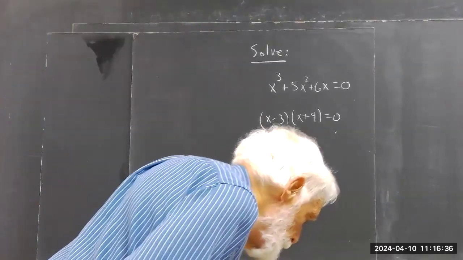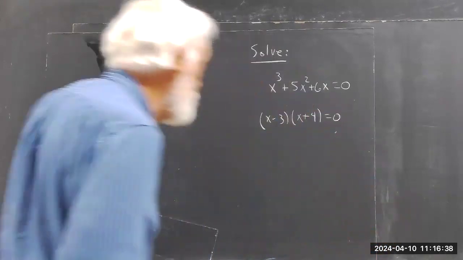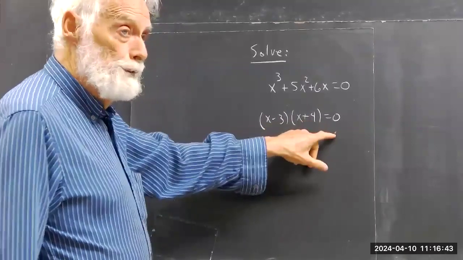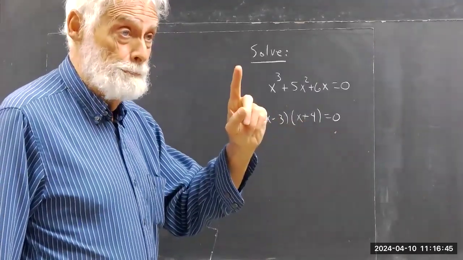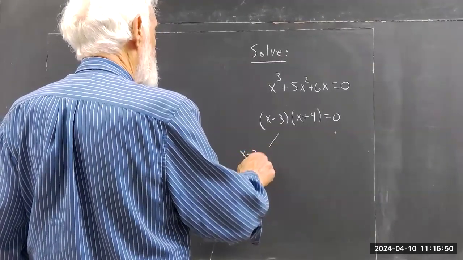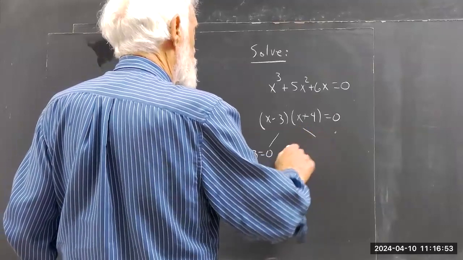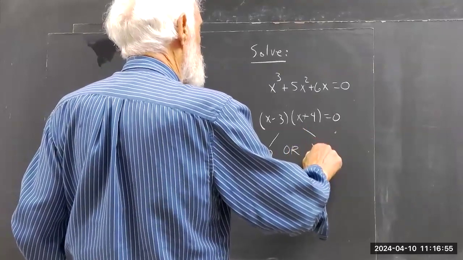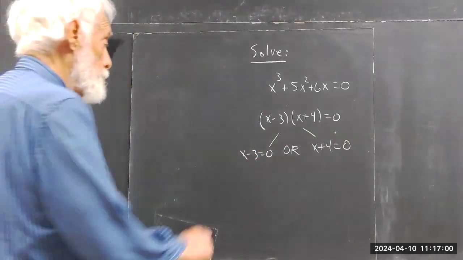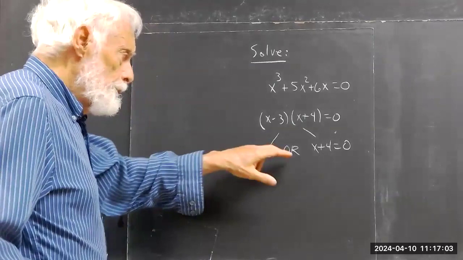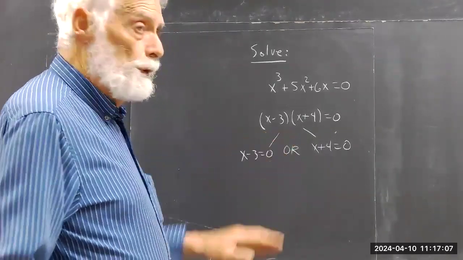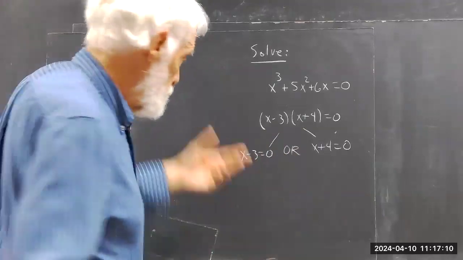Okay, so the logic of this is very simple. If the product of two numbers is zero, that means one of them has to be zero. So we can write this as x minus 3 equals 0, or x plus 4 equals 0. I want to see that written out with the or. Because we need to understand the logic of this, and when you write it out with the words, that reinforces the logic.